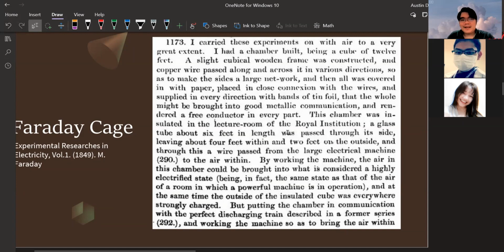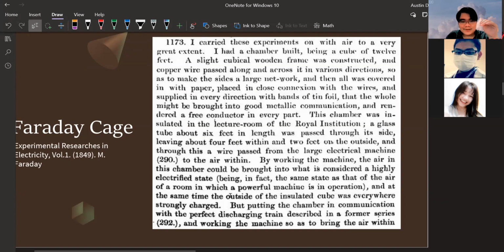Okay? Bali, iilaw yung air. Kasi pag ionize mo yung air, diba? Iilaw siya. Parang bombilya lang. Nilagyan mo ng kuryente, maghihiwalay yung mga electrons mo, ilaw sila. Okay, so by working the machine, the air in this chamber could be brought into what is considered a highly electrified state. Okay, so yun yung point niya. Gusto niya kuryente yung air inside.